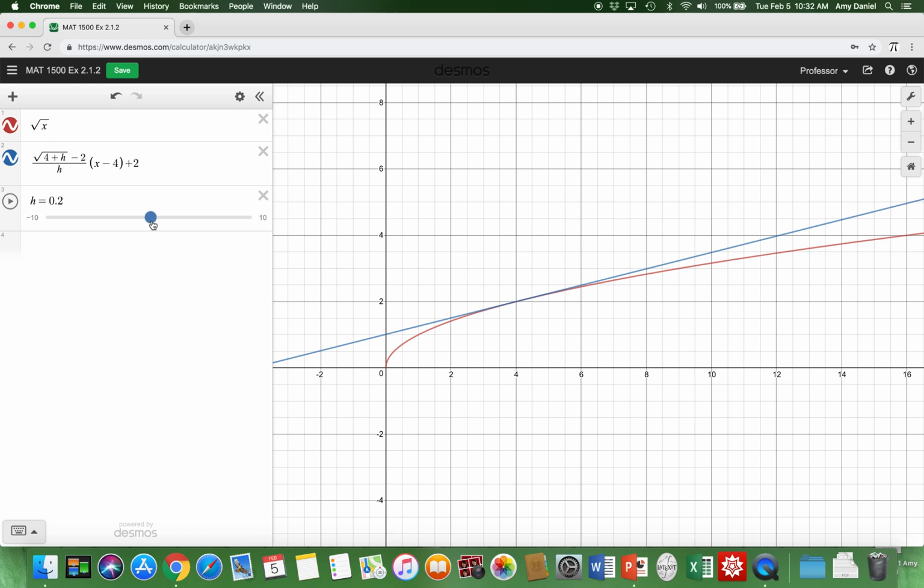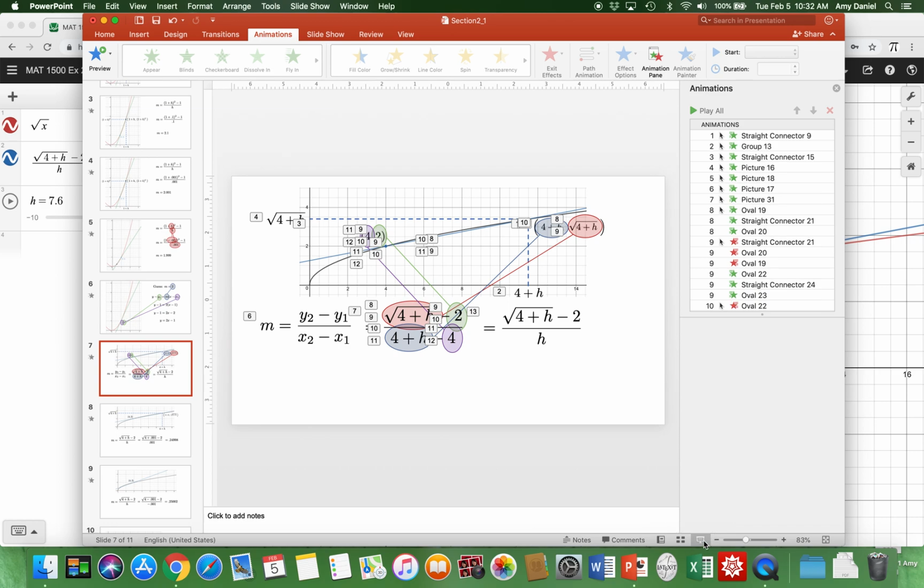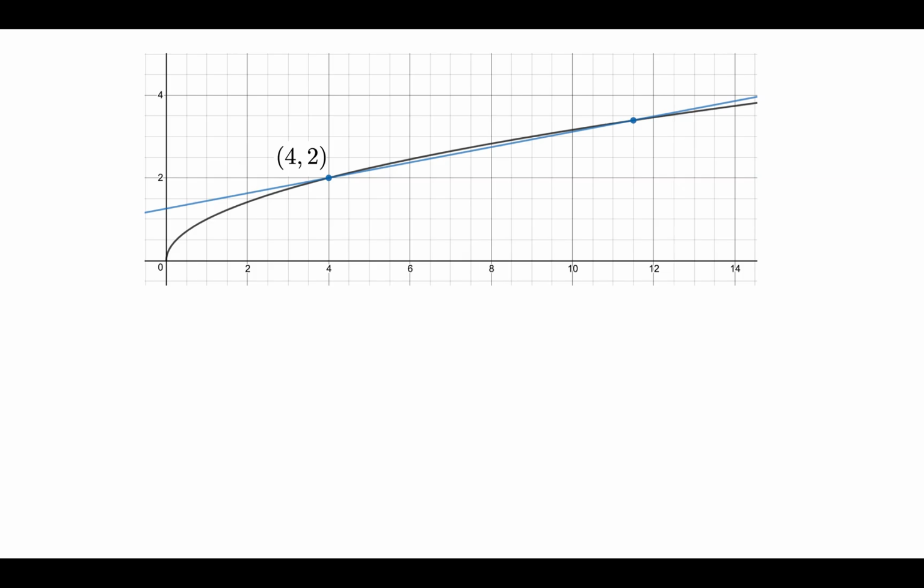Okay, and we're going to start looking at secant lines. This one's really hard to see, the secant lines. I've got to go way out before you can see, okay, yeah, that looks like a secant line. All right, so let's go back over here. Okay, so there is our graph. Our square root graph is the black curve, and our secant line is the blue curve.